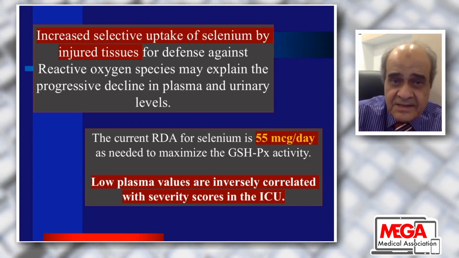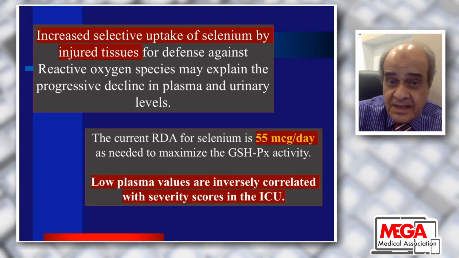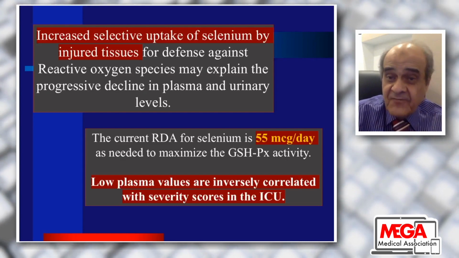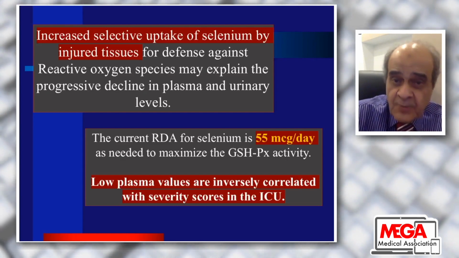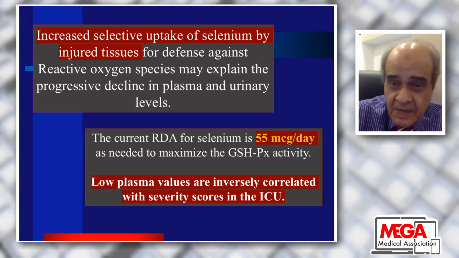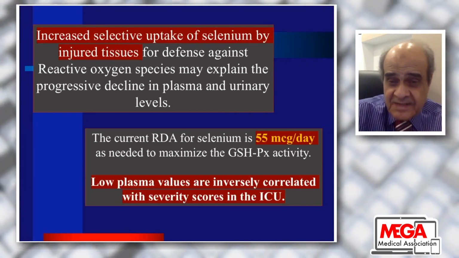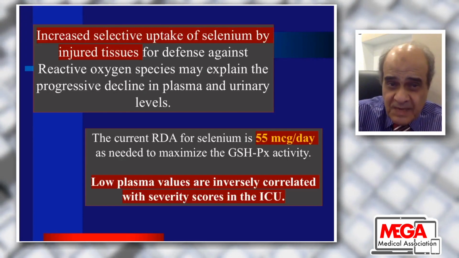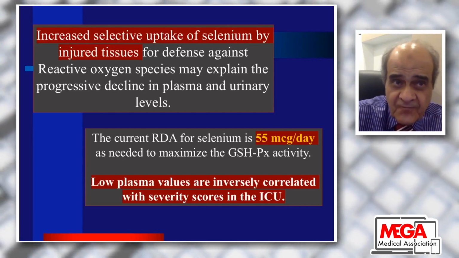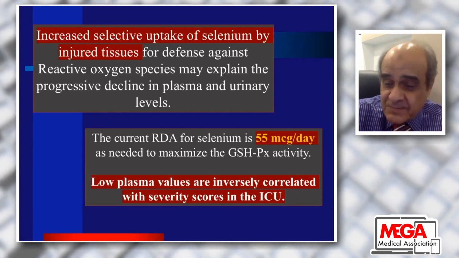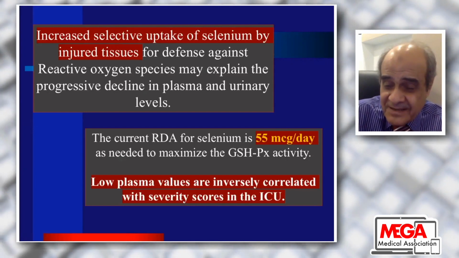The current recommended daily allowance for selenium is 55 micrograms per day. Low plasma values are inversely correlated with severity scores in the ICU. When you see that the plasma value of selenium is low, you suspect the patient is in a highly critical state.